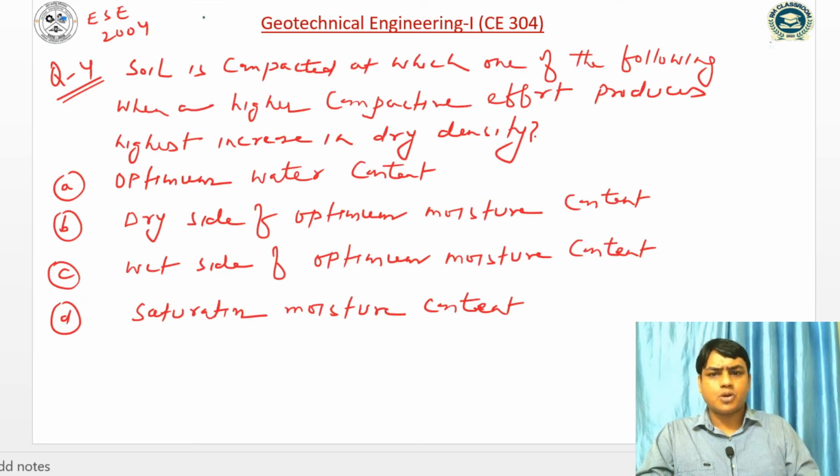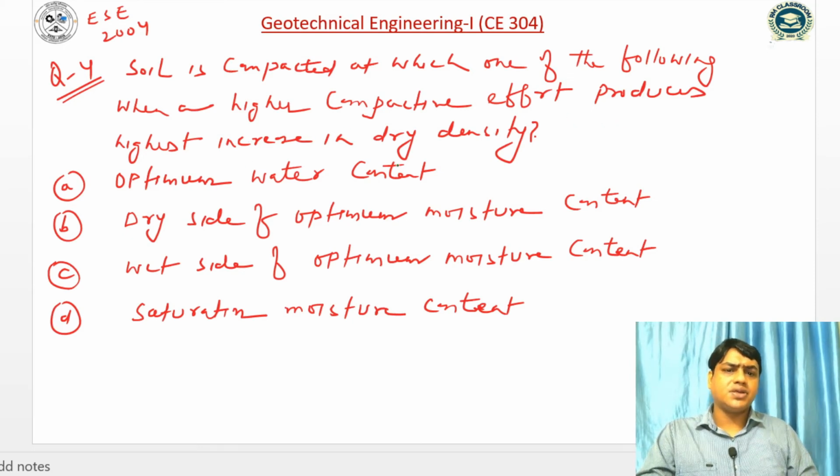Let us take another problem. Soil is compacted at which one of the following when a higher compactive effort produces the highest increase in dry density? We have already discussed that on the dry side of optimum our dry density and compactive effort will be maximum as compared to the wet side of optimum, and strength will be more.